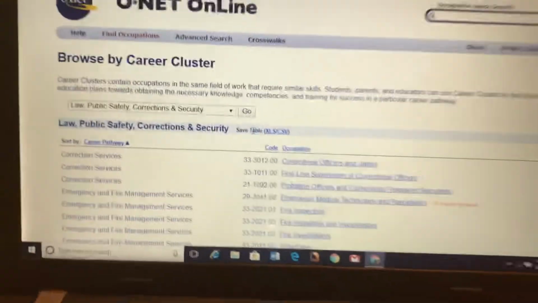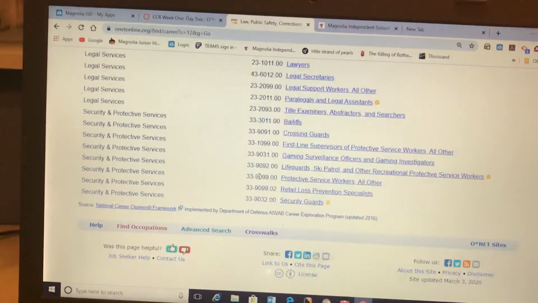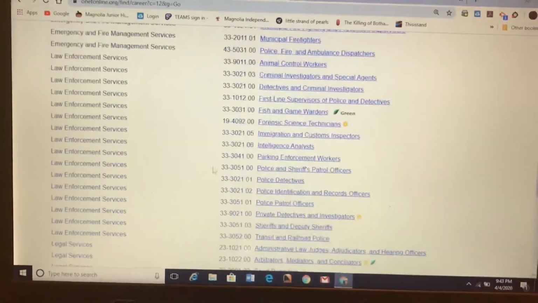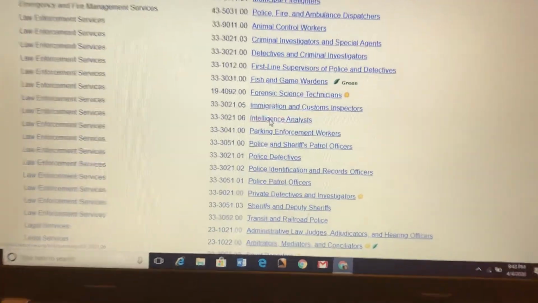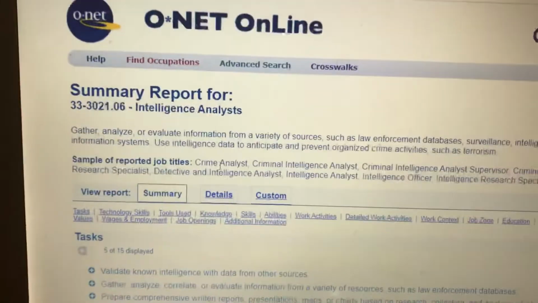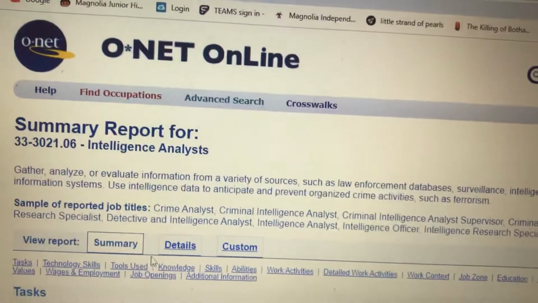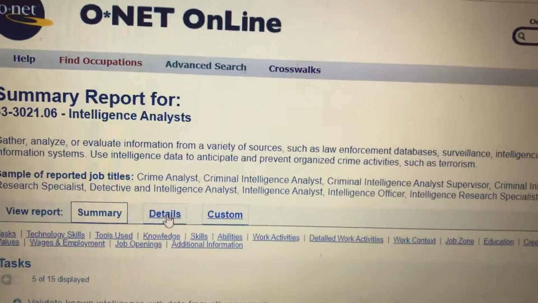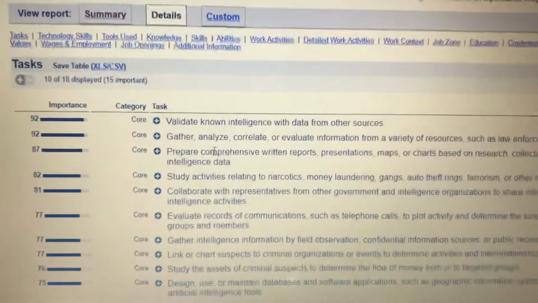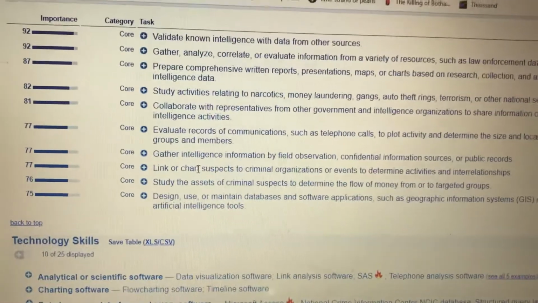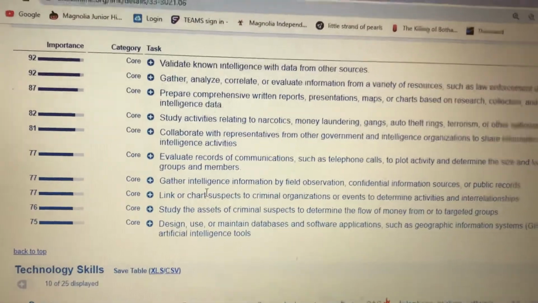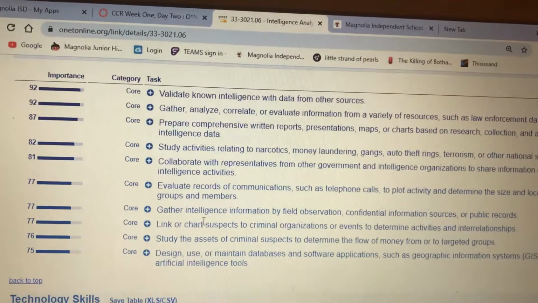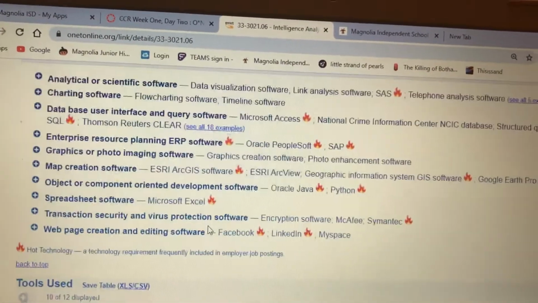and then you have all of these jobs that you can go through and look at for law, public safety, corrections, and security. And when you click on it, I don't even know what that is, intelligence analyst. What do you need to do? It defaults to summary. You click on details, and then it's going to give you all that good information that you need. So you're going to go look for one job right now. Go through and look at all the different pieces of that one job.